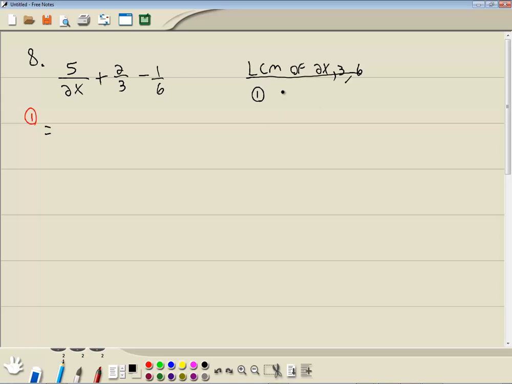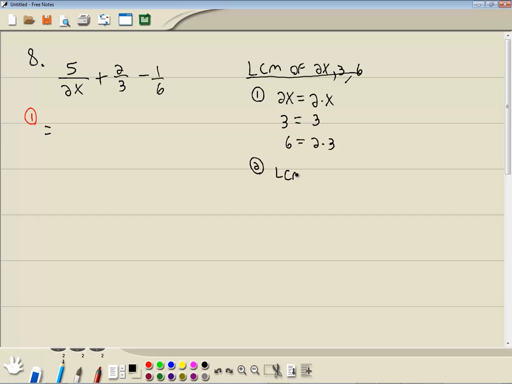Well, first step, I want to do the prime factorization of each one. So we got 2x, we got 3, and we got 6. Now, if you got a mixture of numbers and variables, you just handle each of them separately. Because 2 is prime, and we only got 1 x, so that's just 2 times x. 3 is prime, so that's just 3. And 6 is the only one we have to do anything with, really. 6 is 2 times 3.